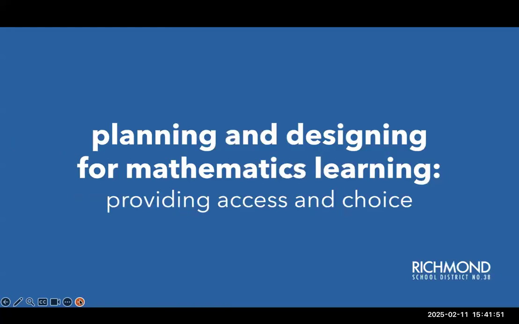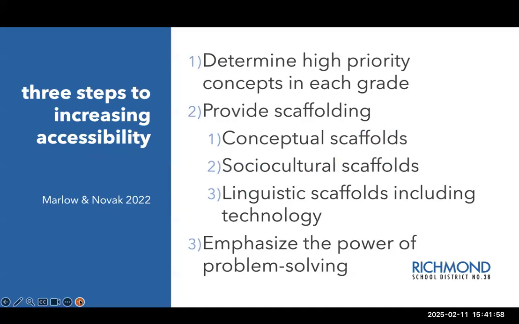So when we think about planning and designing for math learning, we're going to talk a little bit about providing access and providing choice for our students. So 3 steps to increasing accessibility from Katie Novak. Determine the high priority concepts in each grade. And so as educators, we learned about this in the spring of 2020 when we thought about what are those high priority or those foundational concepts.